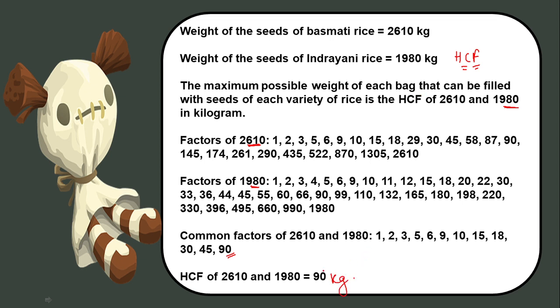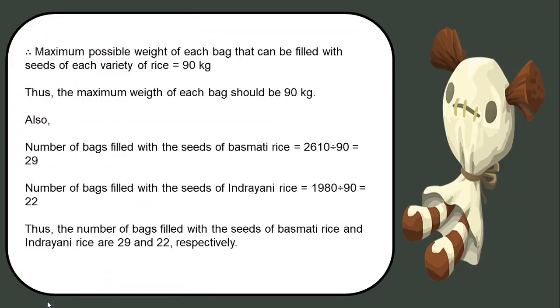Now let's see how many bags we can get out of it. See, the maximum rice that can fit into one bag will be 90 kg. Now you want to find the number of bags that can be filled with 90 kg. You have basmati rice 2610 kg, so divide this by 90. You will get 29 bags of basmati rice. And you have 1980 kg of Indrayani rice, correct? So divide it by 90, and you will get 22 bags of the Indrayani rice.